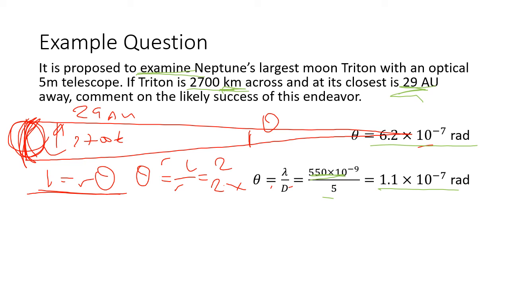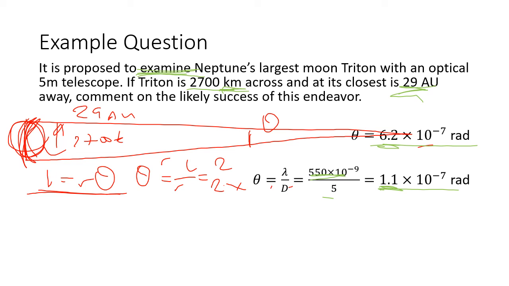Are we really going to be able to examine Triton? This is roughly a fifth of that. So all we're going to be able to see on Triton from Earth using our 5 meter telescope is features that are about a fifth of the diameter of Triton across. So, you know, if it were the Earth, we'd be able to see that North America was a splodge compared to the Atlantic and the Pacific, and that they were different coloured splodges. That's what we'd be able to see. So examine, I'm not convinced we'd be able to examine anything with this telescope.